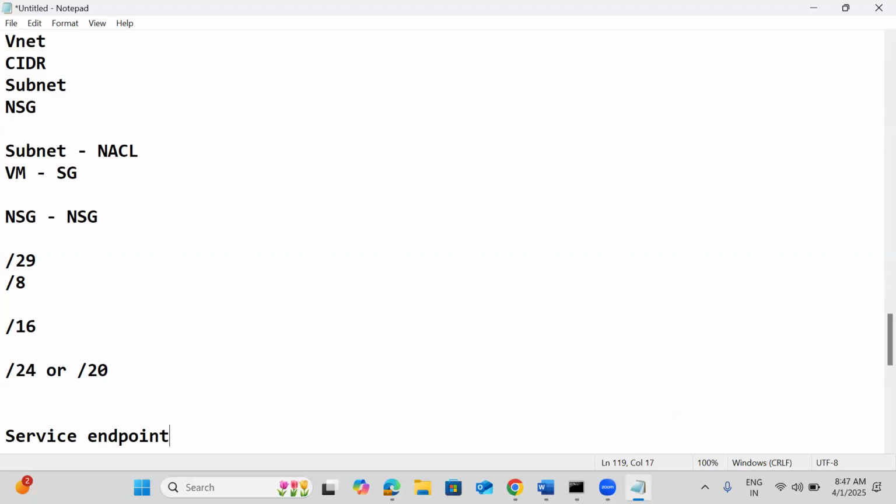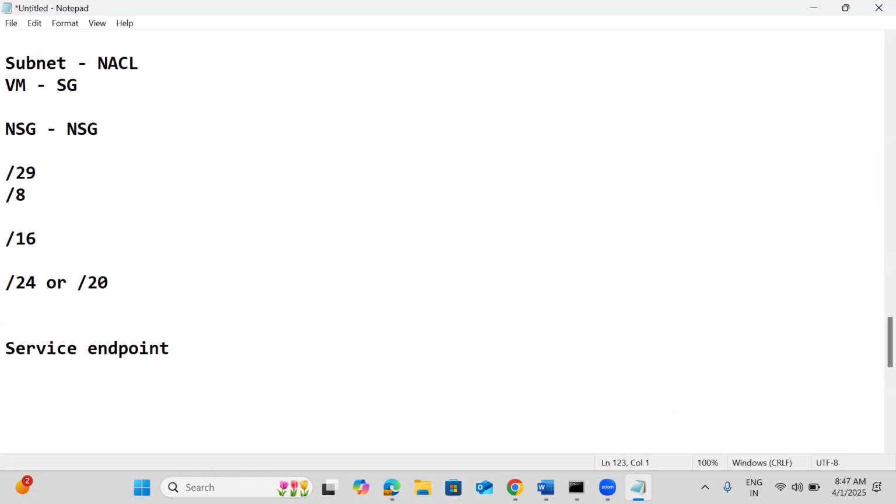Then here, what is the concept of peering? Peering, in multiple regions, or where we have multiple VNets, by default the communication is not going to happen. By using peering, we can establish communication between the different regions. Yeah. So now we'll discuss one more use case.